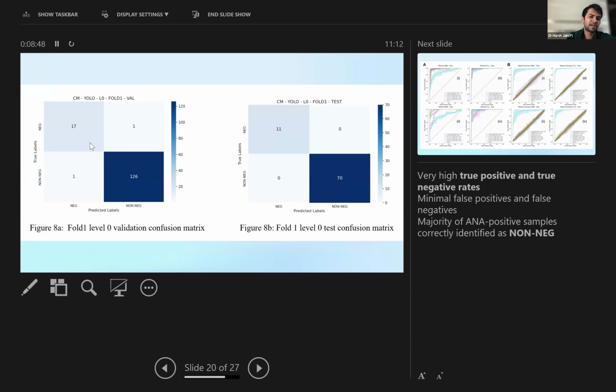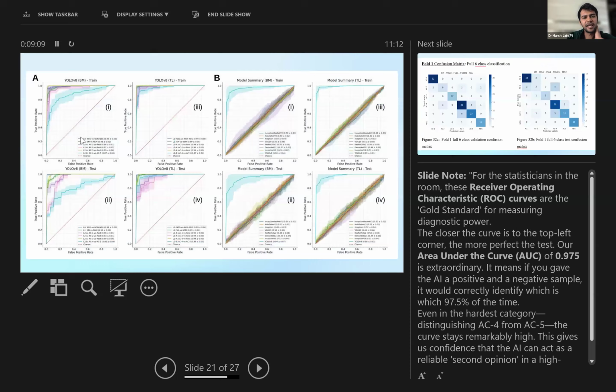If we see this confusion matrix, this is the negative sample, this is non-negative, that means positive. Very few false positives can be seen. Around 126 samples were seen to be positive, the rest negative. Here also we can see it was able to identify all the negative samples properly. If we see the area under the curve for all the levels, that is metaphase versus non-metaphase, negative versus non-negative, the area under the curve is very close to 1, around 0.9.